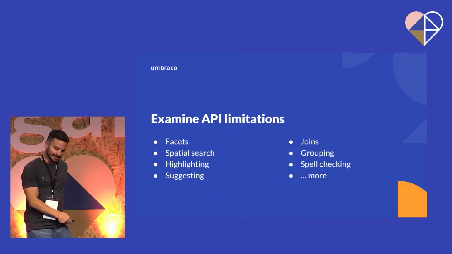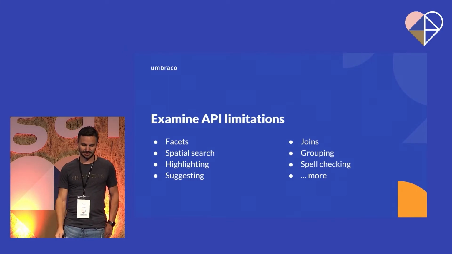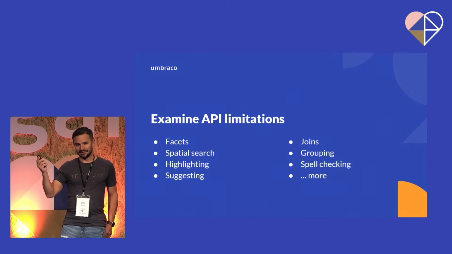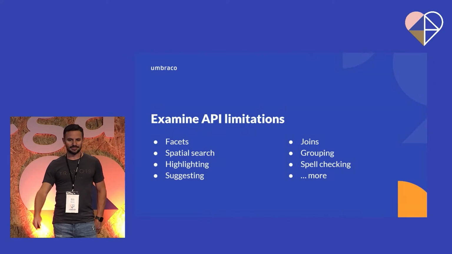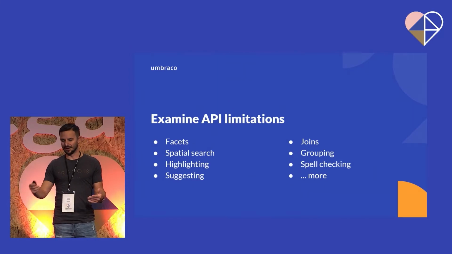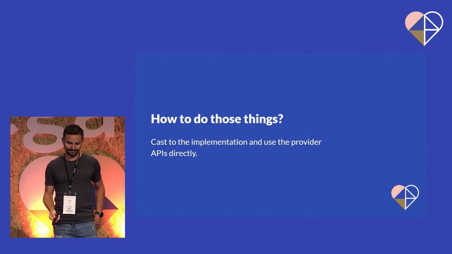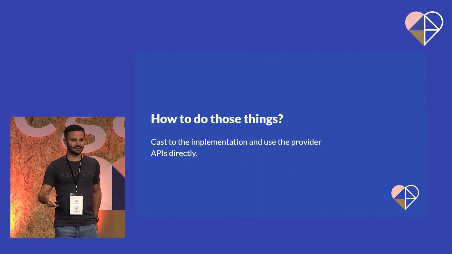But what it doesn't include are all the other fancy features of the underlying possible implementations. So facets, which probably a lot of you might use, spatial search, highlighting, suggesting, joins, grouping, spell checking, there's a lot more. If you wanted to implement searching and indexing on top of an actual service, it might include a lot of other search services that you can't just abstract. So how do you actually do those things with Examine?